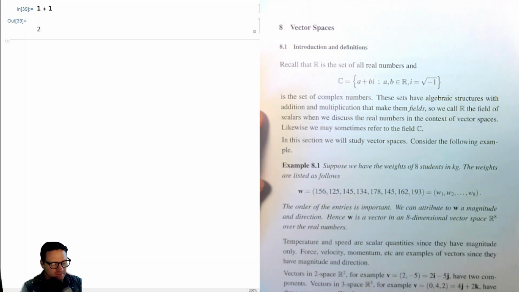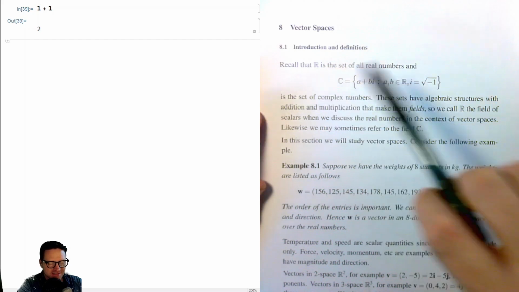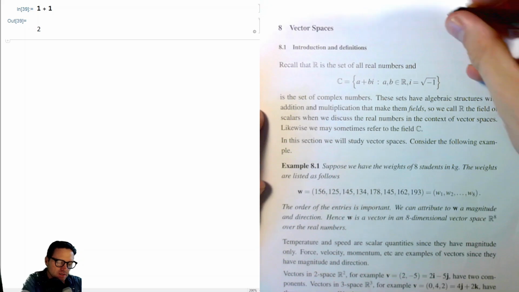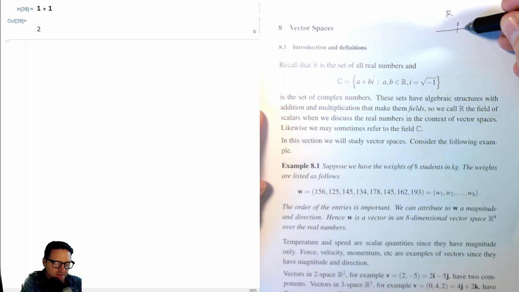Welcome! Today we're going to start vector spaces. And so remember that the symbol, the double struck R, is the set of all real numbers. So the numbers that you can fit on the number line. So any number you can pinpoint on here is a real number.